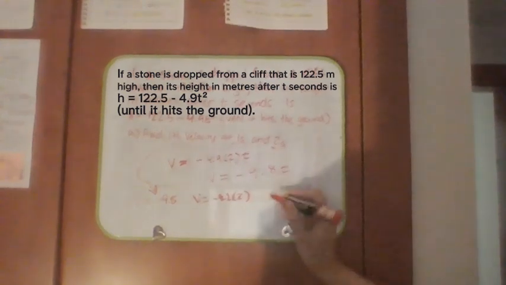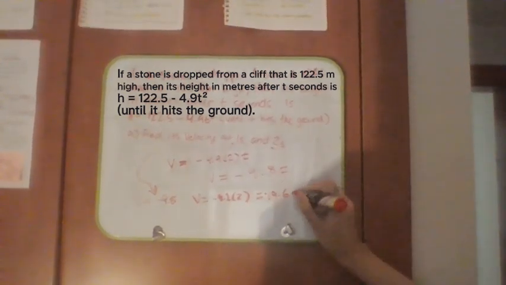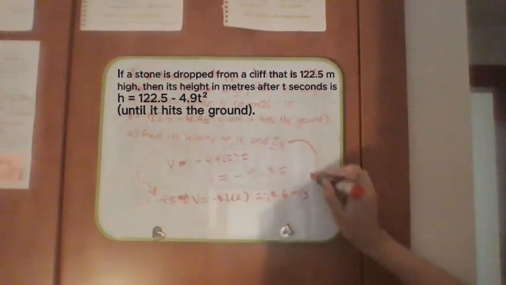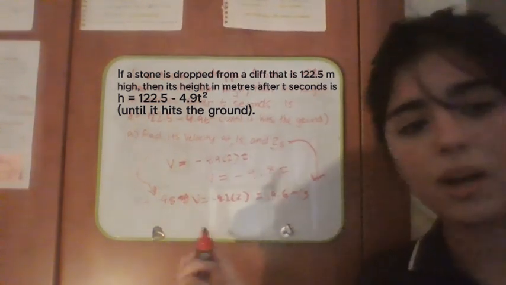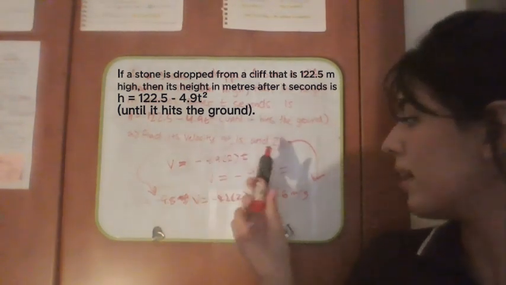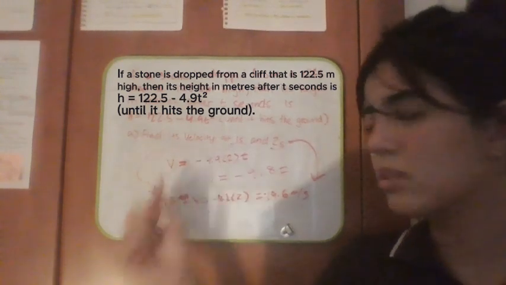Plug that into your calculator. You'll get negative 19.6 meters per second because it's velocity. So there you have your two answers. The velocity at 1 second is negative 9.8 meters per second, and the velocity at 2 seconds is negative 19.6 meters per second. Now let's go to the B part of this question.